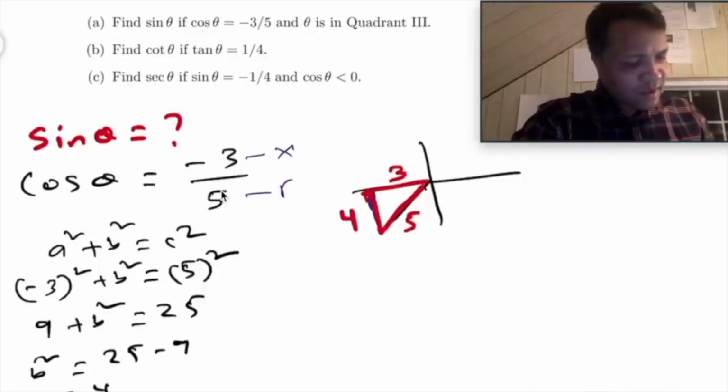Alright. Now the sine theta, if you remember correctly, sine theta is y over r. So what is our y? Let's see what our y is.